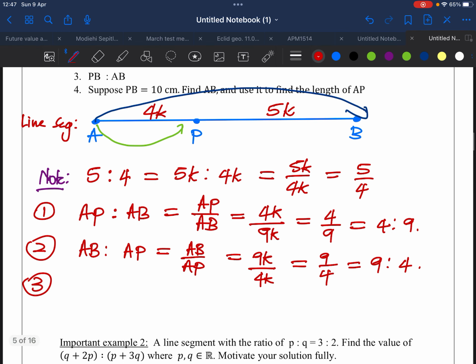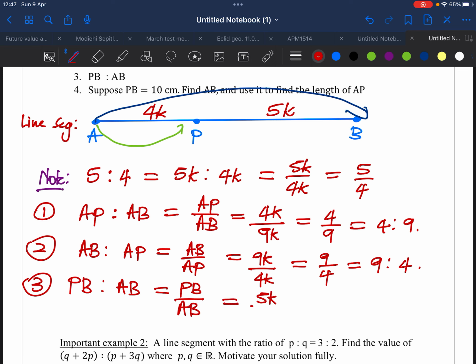Number 3, you'll have PB is to AB. So now what is PB? We check that PB is just 5K, but you will do it after we have written this in different form. So it's PB over AB. What is PB? It's 5K. What is AB? AB is 9K, because it's just 4K plus 5K, which is 9K.